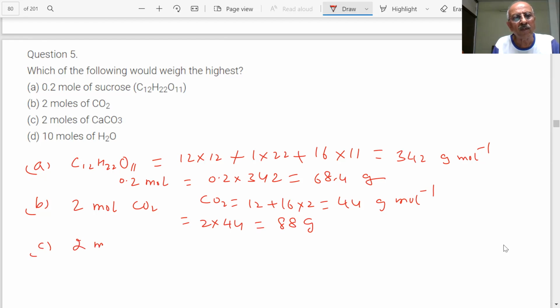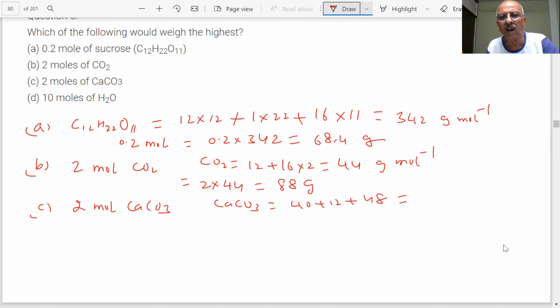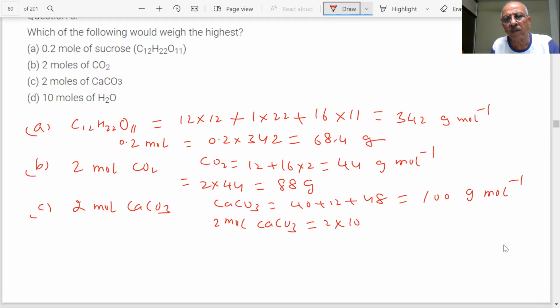2 mole of CaCO3. What will be CaCO3? 40 plus 12 plus 48. How much it will come? It's 100 grams per mole. 100 gram per mole. Then what will be 2 mole? How much? 200. 200 gram.